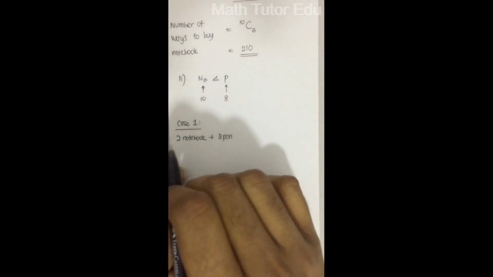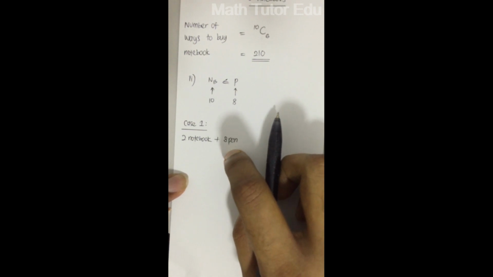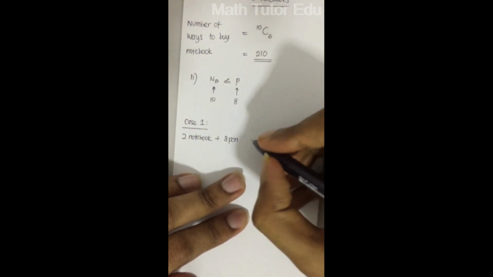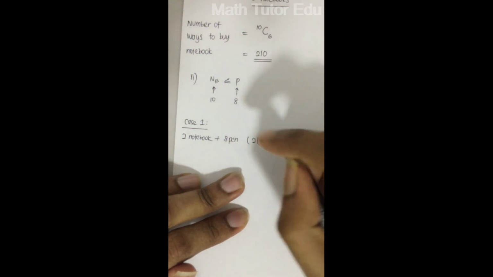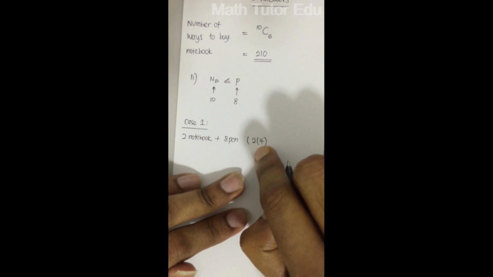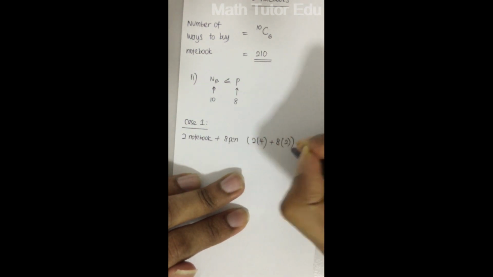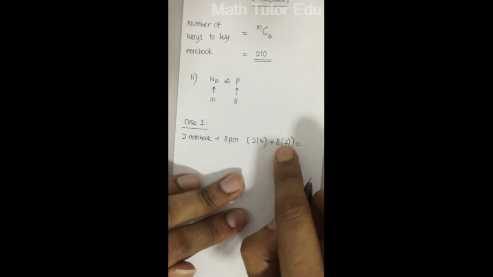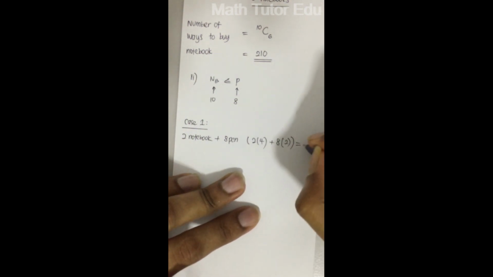So this is the mathematical statement, and then you convert it into equation form. And it fulfills the budget also, guys, because 2 notebooks times 4 ringgit plus 8 pens times 2 ringgit. You calculate this: 2 times 4 you get 8, 8 times 2 is 16, and 8 plus 16 you get 24 ringgit.